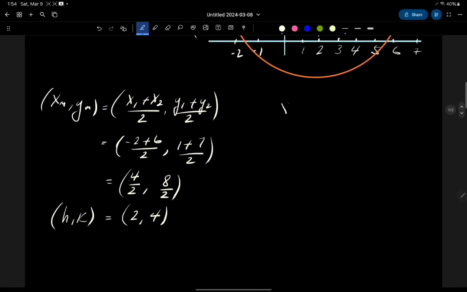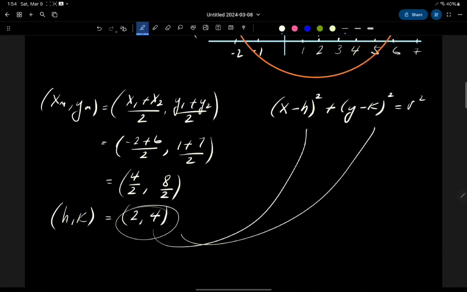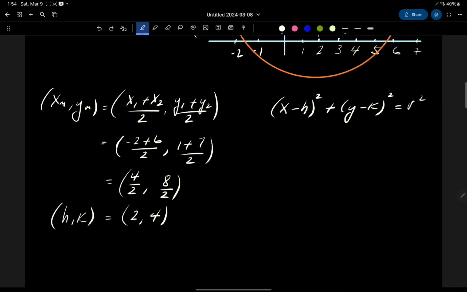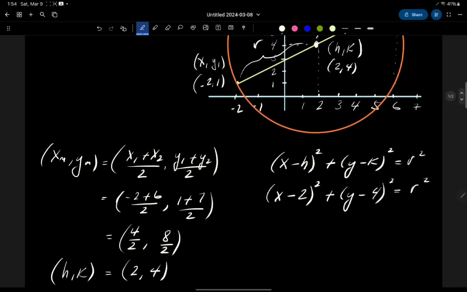And we can write the equation as x minus h squared plus y minus k squared equals r squared. We plug these two values in here for h and k. Let's do that right now. So we got x minus h, which is 2, squared, plus y minus k, which is 4, squared, is equal to r squared. Now let's find the radius.